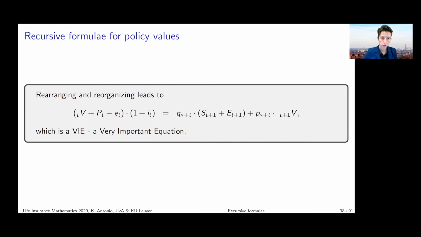So what are we using? We've got the policy value at time t. We've got the premium that is payable at time t, the premium-related expense at time t. We've got the interest rate that is applicable, that is valid between time t and t+1. We've got the 1-year mortality rate at time t, the sum insured, the expense that comes with the sum insured in case it's going to be paid at time t+1. We've got the 1-year survival probability, and we've got the policy value at time t+1.